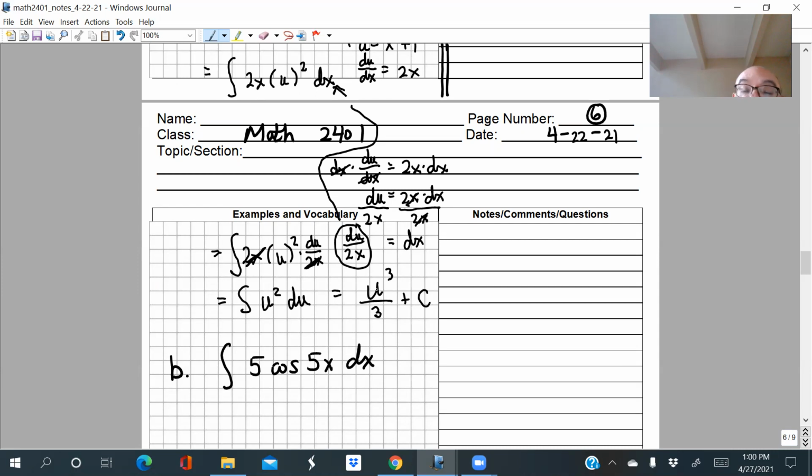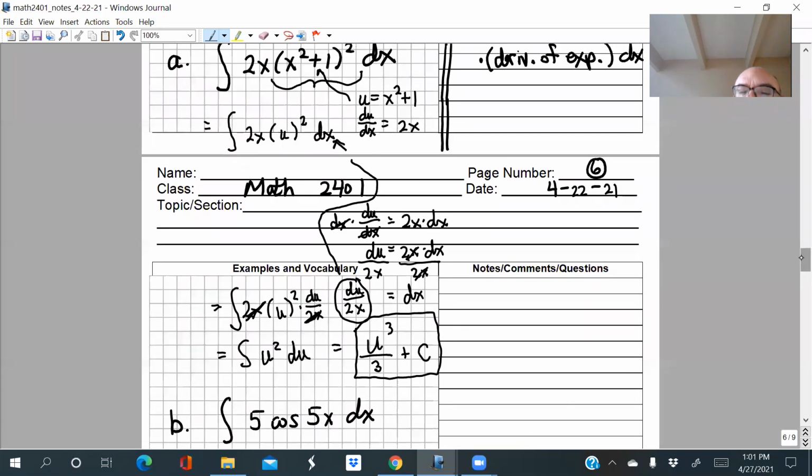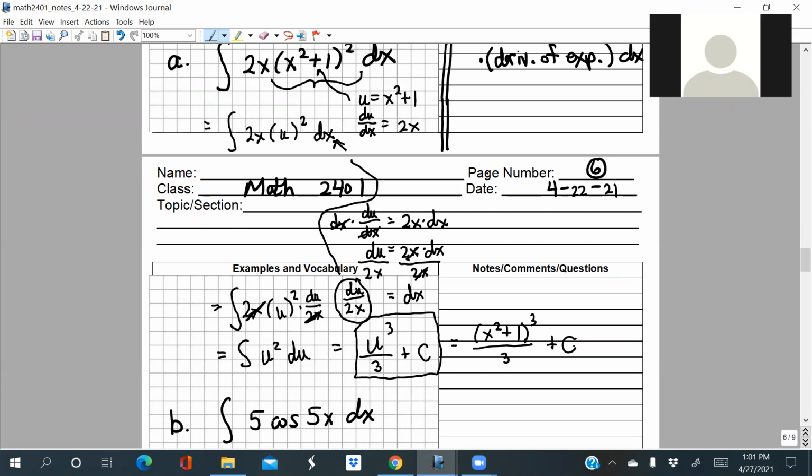Now, there's actually the answer in a sense, but of course, what's bad about that answer is that it has u in it. And remember, our original integrand had x in it, right? So now I want to switch back to x's. How do I get back to x's here? Well, you just have to remember, what was u? U was x squared plus 1, right? So I'm going to put back in for u x squared plus 1. So we have x squared plus 1 cubed over 3 plus the constant.